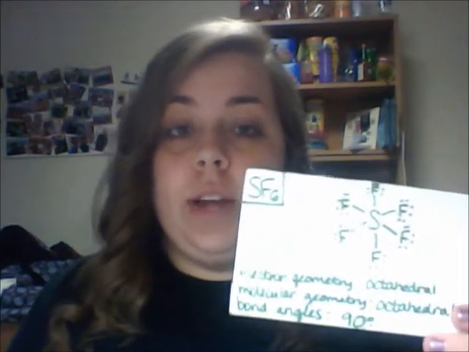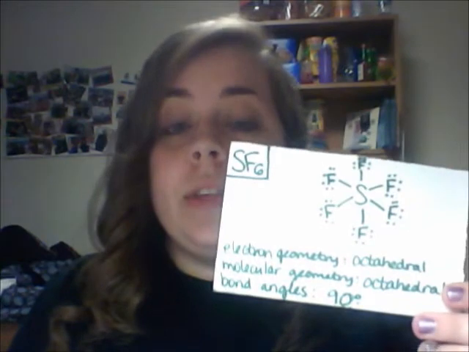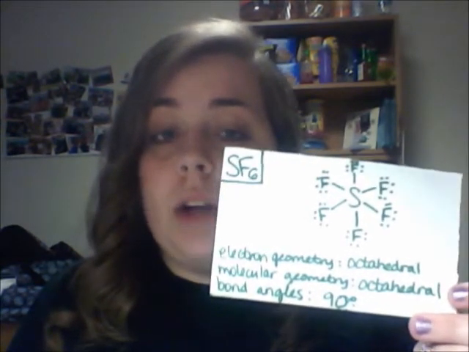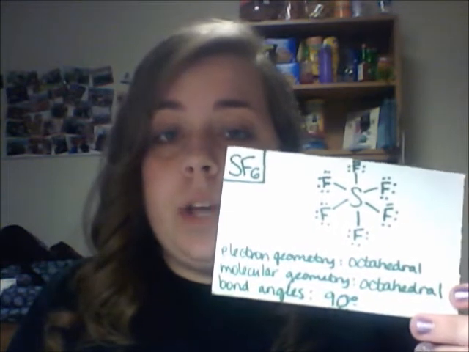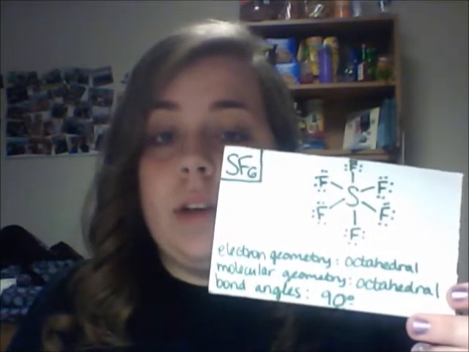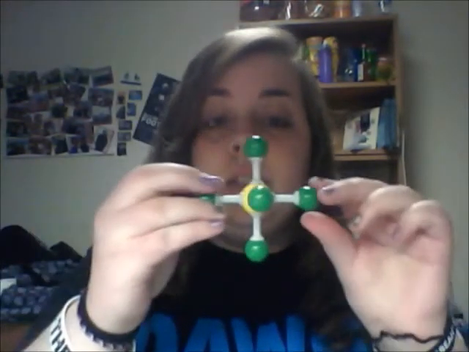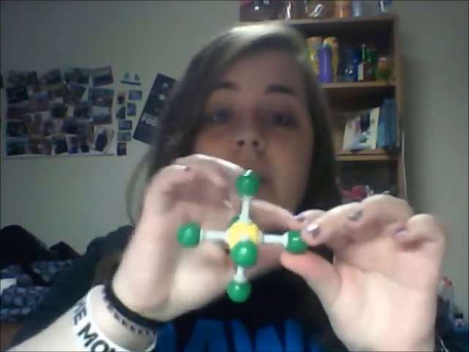Last but not least, we have the compounds containing 6 electron groups. First, we have sulfur hexafluoride, or SF6. The electron geometry for those compounds containing 6 electron groups is octahedral. The molecular geometry for this particular compound is also octahedral, with bond angles of 90 degrees. When you look at the structure, there are 6 bonding pairs and 0 lone pairs. Each of the angles is 90 degrees.